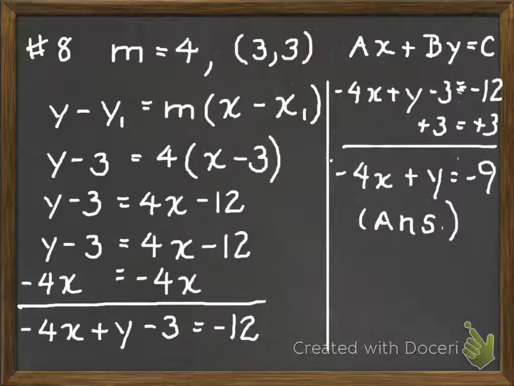Then we distribute to get rid of the parentheses on the right side: 4 times x, 4 times minus 3. Finally, we need to rearrange the equation so that it's in standard form. I first bring the 4x to the other side by subtracting it from both sides, and we're left with minus 4x plus y minus 3 equals minus 12. We want our constant, the c, on the right side, so I add 3 to both sides, and I get minus 4x plus y equals minus 9, and that's our answer.